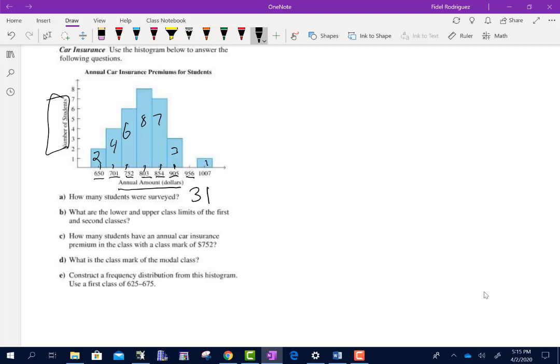But what we're going to do is we're going to subtract our midpoints. So if I notice the second midpoint, it's 701. The first midpoint is 650. If I subtract those two numbers, I'm coming up with the number 51. That just tells me that my class is going to have a width of 51.